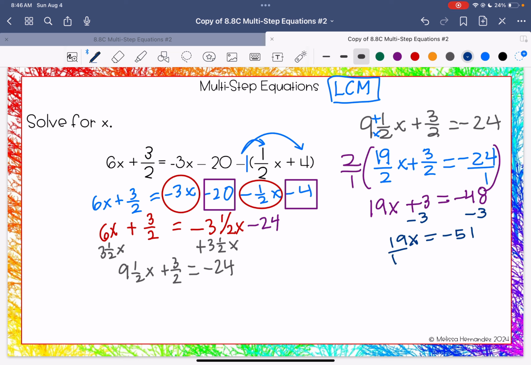I will divide both sides by 19 because it means 19 times x is equal to negative 51. I'll divide both sides by 19. I'm going to leave it negative 51 over 19 as an improper fraction. There isn't a number that goes into both to simplify, so I'm just going to leave it as is.